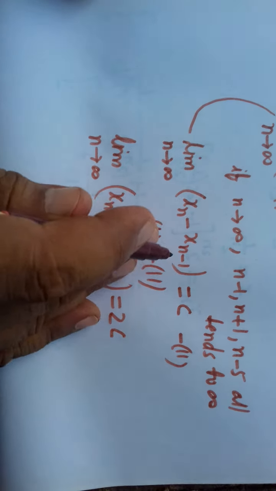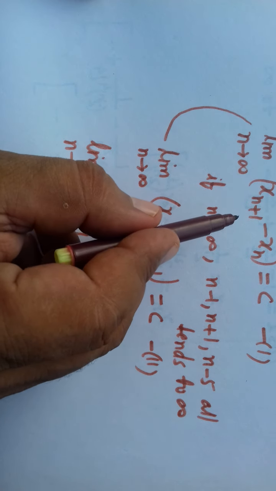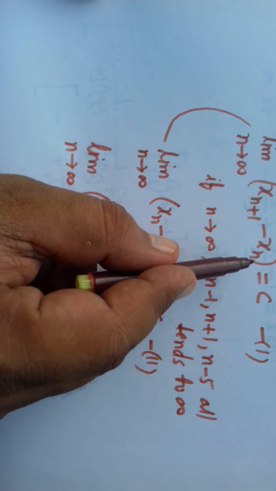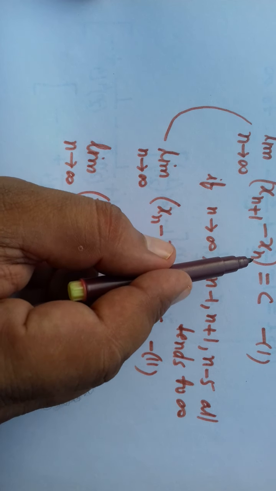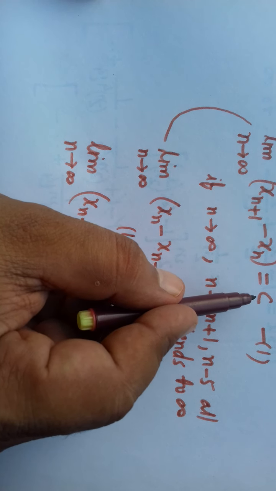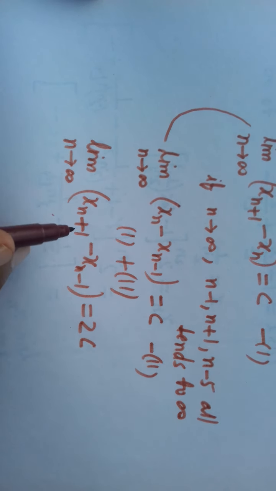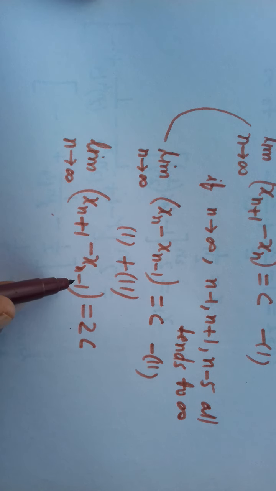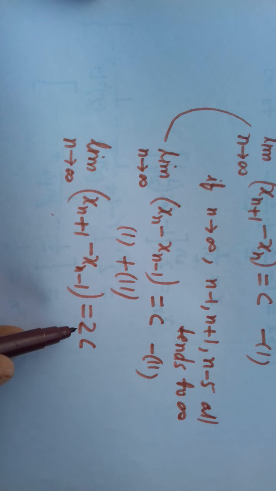See here, in this n + 1 and n, these two have difference 1, so 1c. c can be written as 1c. But here, the difference between n + 1 and n − 1 is 2, which is here.